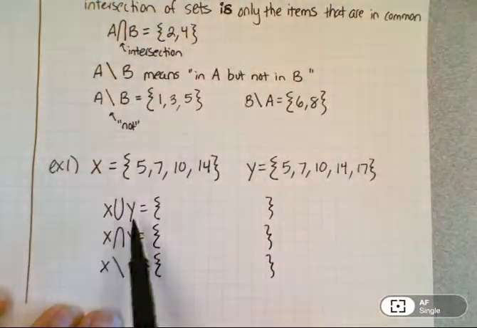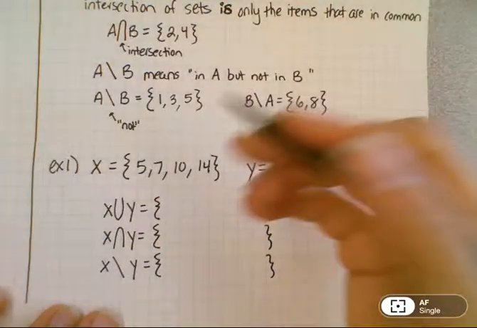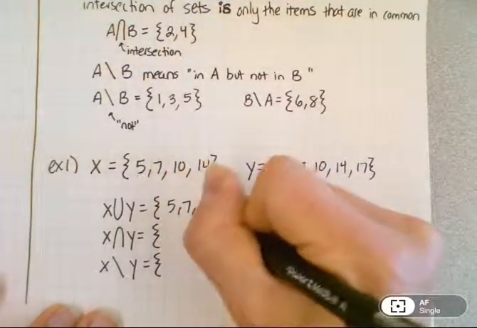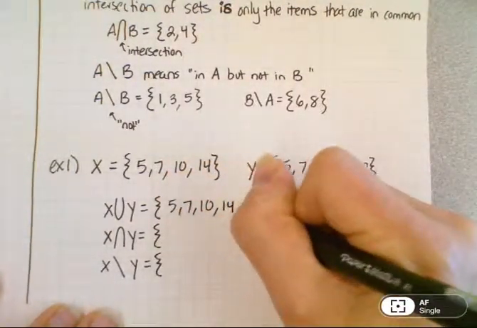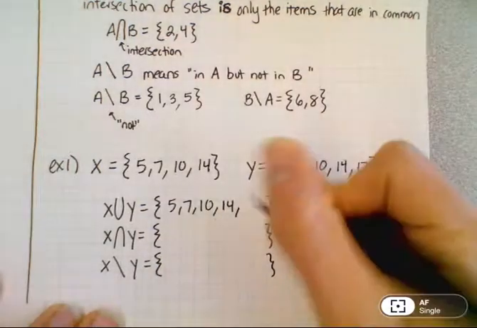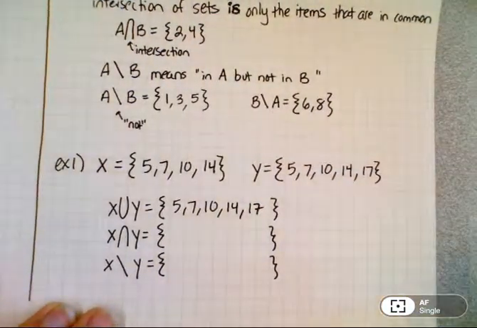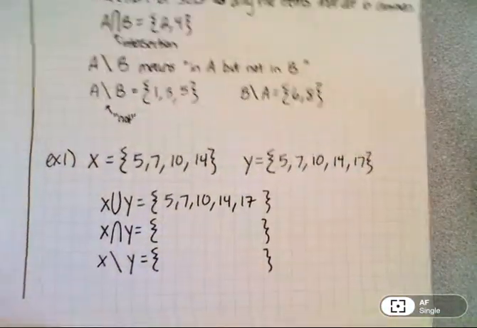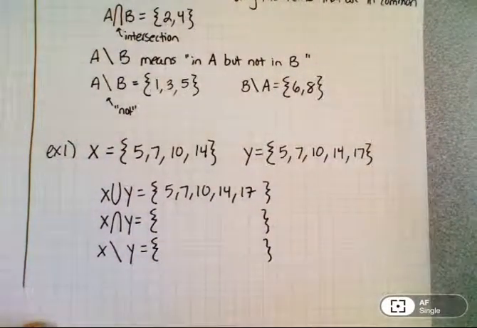Okay, so the union of X and Y is everything in both sets. So we've got 5, 7, 10, 14. And then the only thing I haven't listed is 17. So those are all the numbers in both sets. That's the union of the sets, everything coming together.